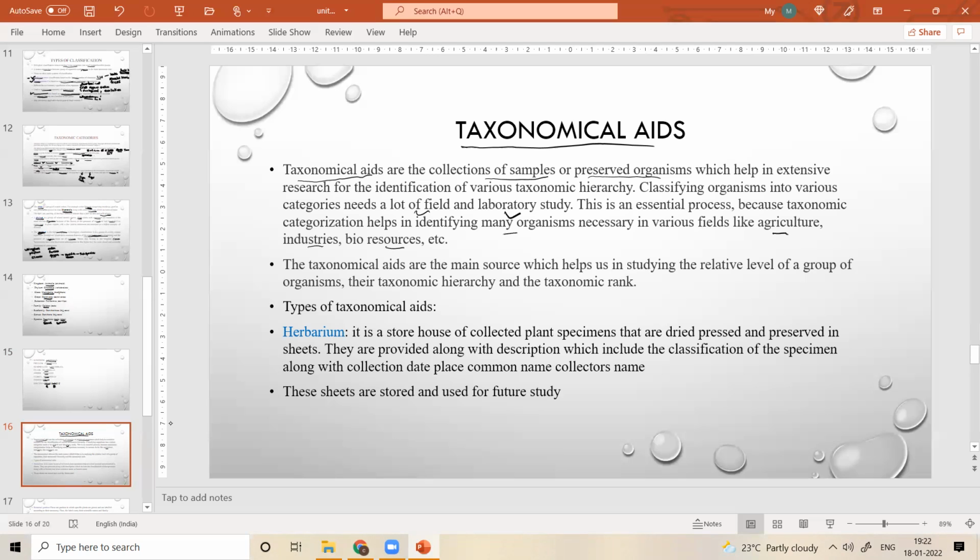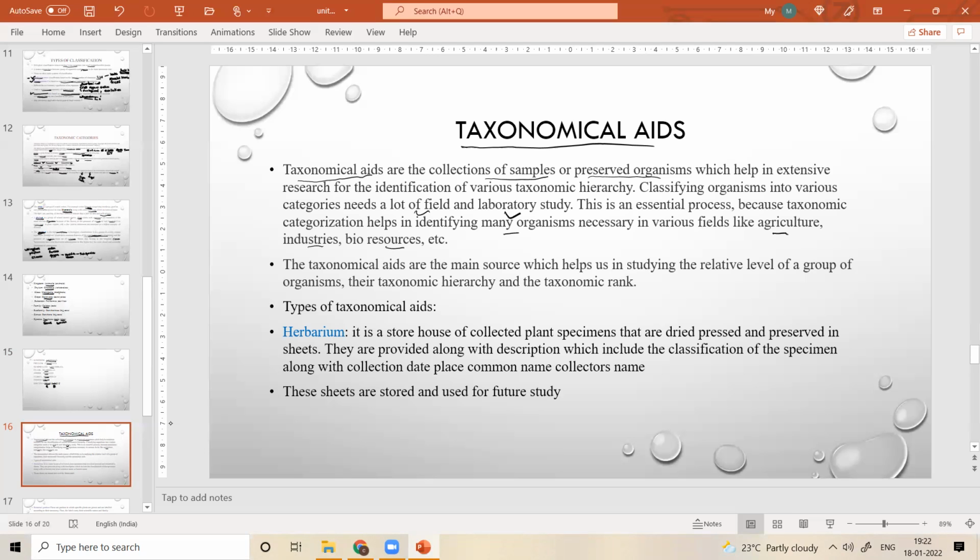So if one new organism is recognized, we can simply understand it based on the features that are already recorded. We can also understand it just by comparing with the specimens. So that is what the taxonomic aid is. It is necessary in various fields, like agriculture, industries, and bioresources. This is going to be helpful.